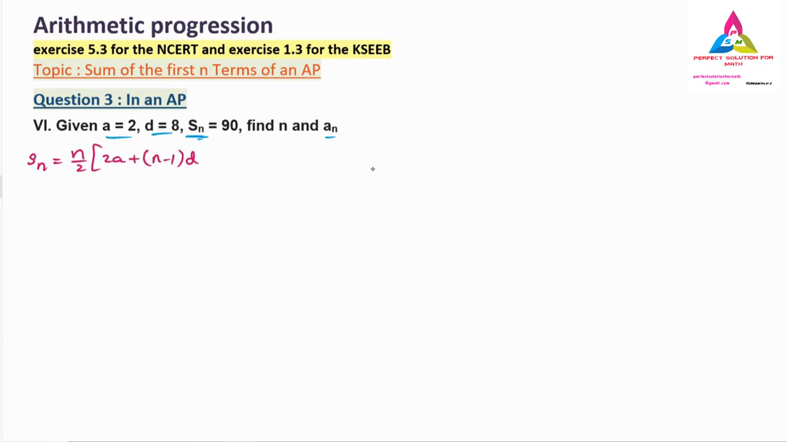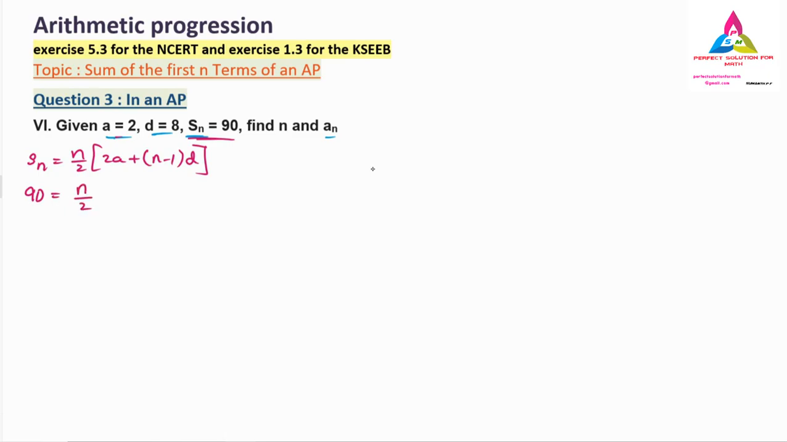And once again, I am telling you that you can't go for n by 2 into a plus an, the first term and last term, because the first term is given, yes, but what about the last term? They have not mentioned the last term, and we don't know which term is the last term, so we can't directly write down that other Sn formula. This formula is most important now. So Sn value they have mentioned, Sn value that is equal to 90. So we have to write down 90.